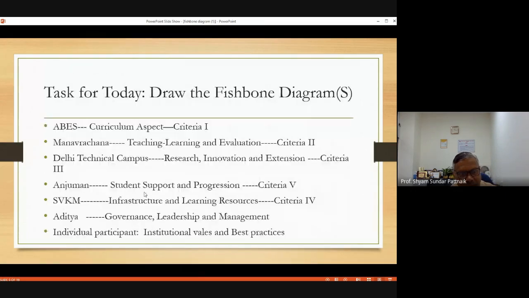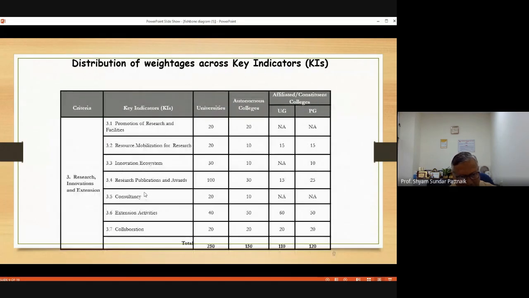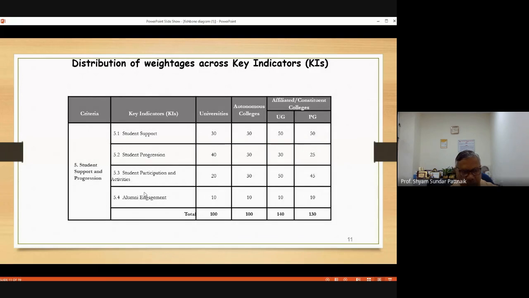So similarly for Delhi Technical Campus, I have shown you criteria 3, and Anjuman criteria 5. So criteria 5 is student support and progression. So student support and progression become the mouth of the fish. These are your 4 M's. You can increase more, and accordingly you have to take sub causes and draw the diagram.